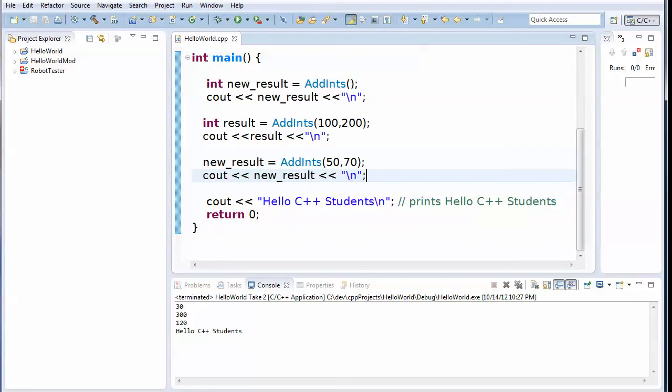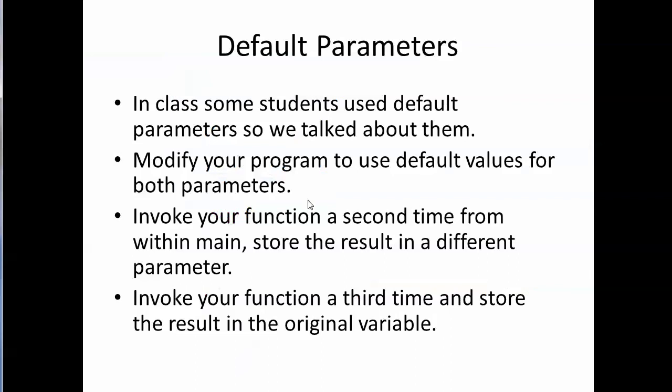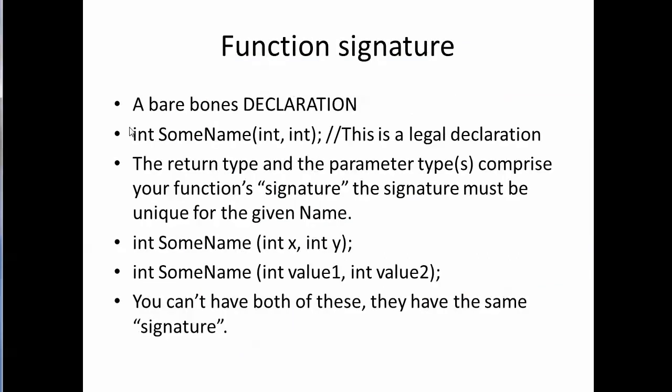Well, we went one step further, but before that I just want to reiterate this idea of the function signature, this bare bones name, so that the return type, the name, and the types of the parameters, that's what the compiler looks at. It doesn't care what names you give these. So if you try and declare two functions called some name with int x, int y, and then int value 1, value 2, it's not going to like it, because as far as it's concerned, these are two functions with the same signature, and it doesn't know how to distinguish between them.